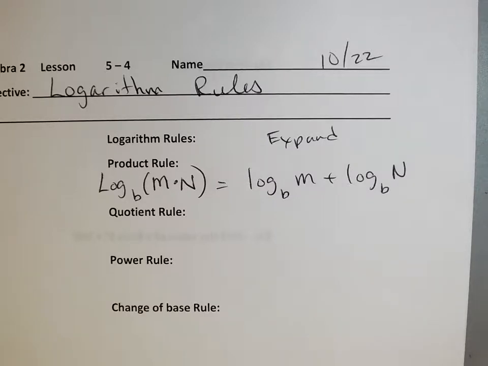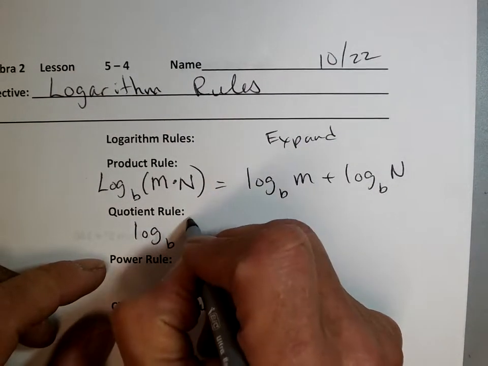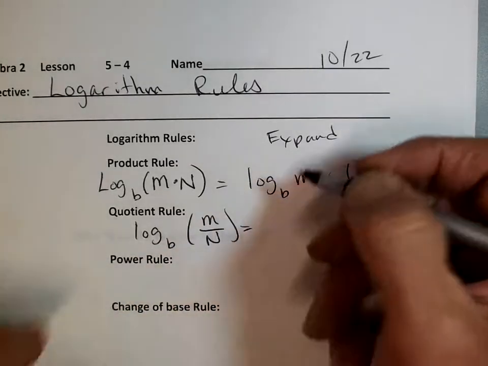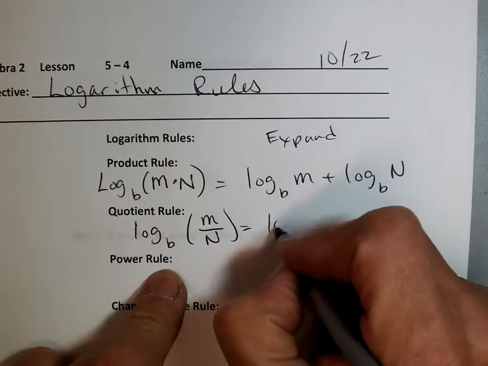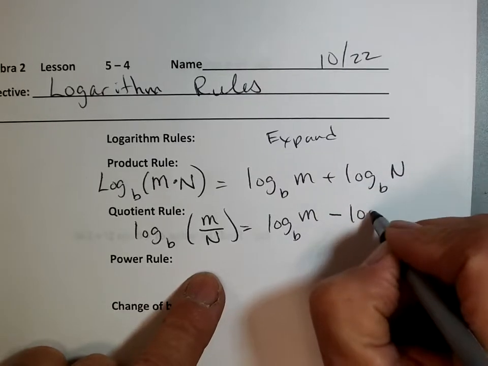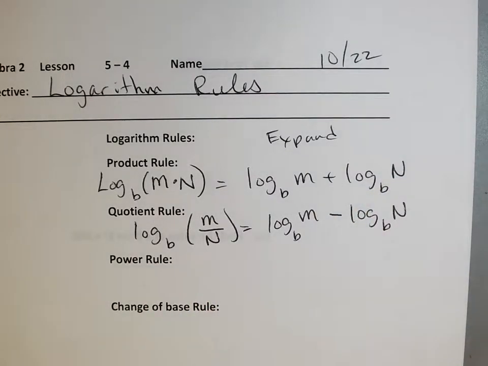Now the quotient rule, quotient means divide. If we have log base b of m divided by n, we can separate these two by subtraction. So we can go log base b of m subtract log base b of n. Okay, and we saw that in our journal as well. We can break them up in subtraction. If you see division, we can subtract. Pretty easy, right?